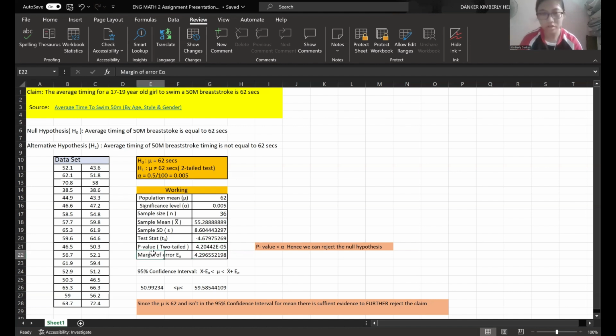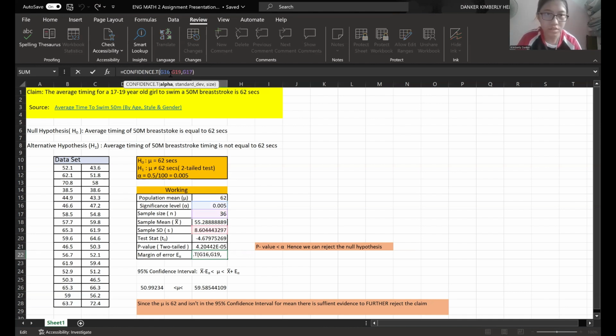So we found the margin of error, which will help us also later in the 95% confidence interval. So we found this by using this CONFIDENCE.T, with alpha, standard deviation S, and the size of the data.